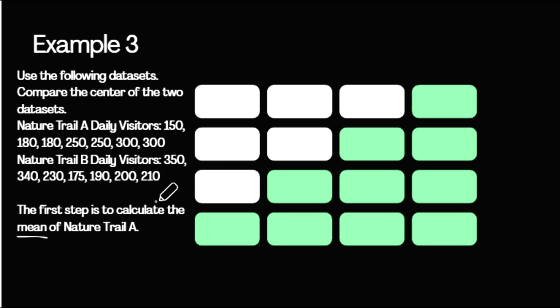The mean of Nature Trail A. Mean is the hard one. Mean is the math. So we have 150, 180, 180, 250, 250, 300, 300. And that's going to get divided by 1, 2, 3, 4, 5, 6, 7. And that gave me 307, which is not what they give on the next page. They give 230.